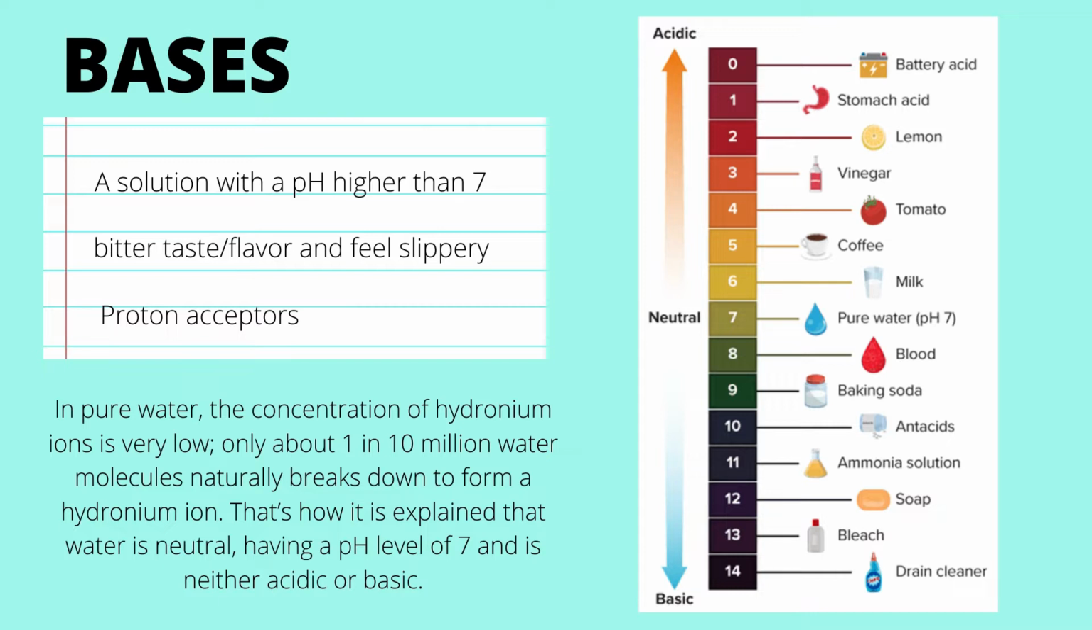In pure water, the concentration of hydronium ions is very low. Only about 1 in 10 million water molecules naturally breaks down to form a hydronium ion. That's how it is explained that water is neutral, having a pH level of 7 and is neither acidic nor basic.